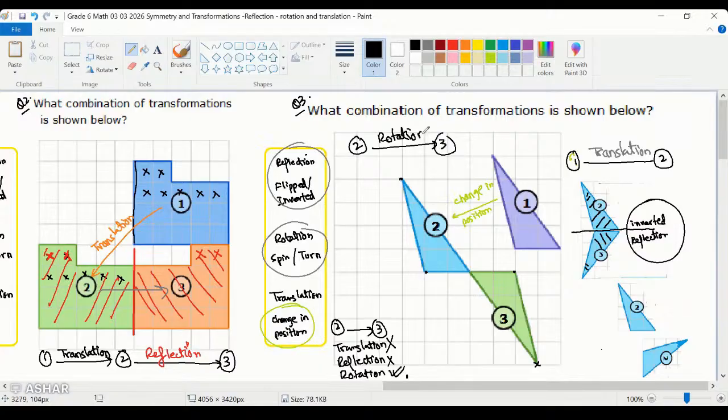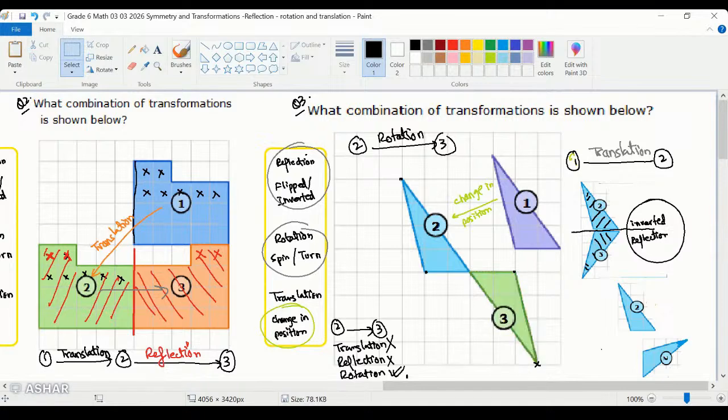So 1 to 2 is translation, and from the second shape to the third shape is a rotation. Okay, so we cancel out what is not possible. I'll show you the rotation. If this was shape number 2 over here, rotate 180, right? Agreed? If I rotate 180, the shape became like this, right? This is 180 degrees of rotation.